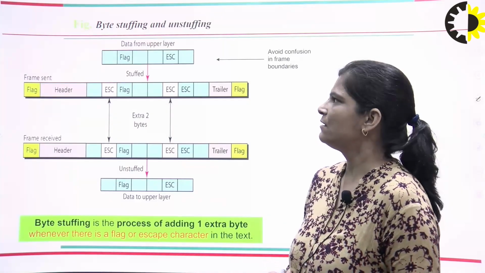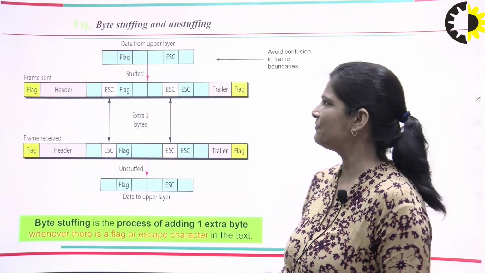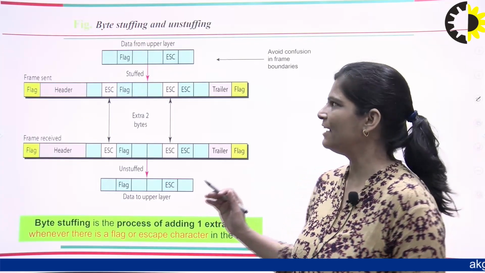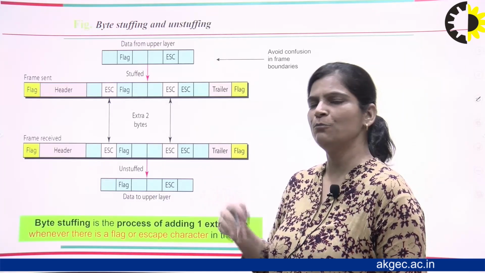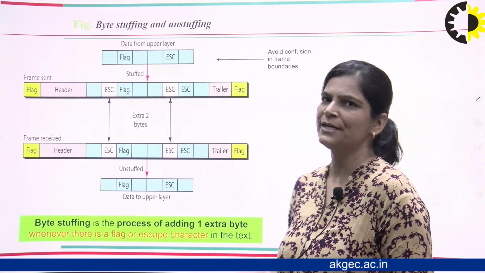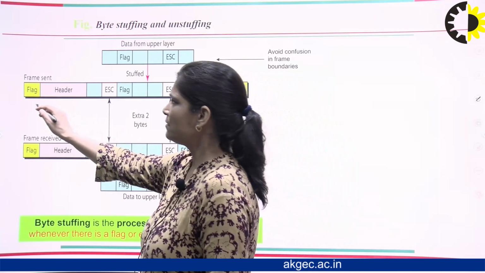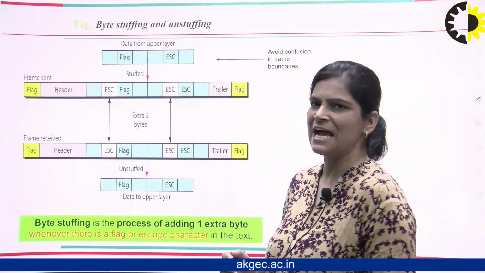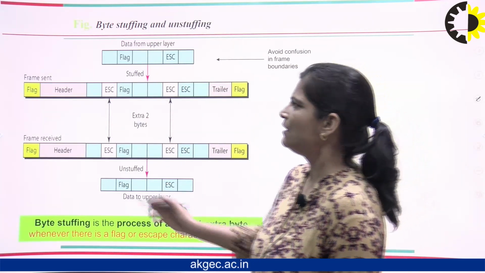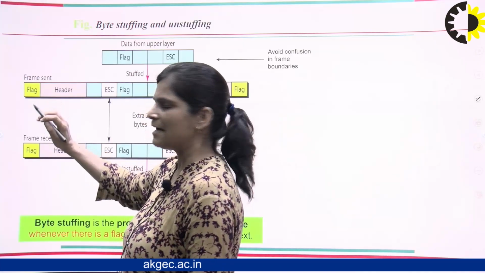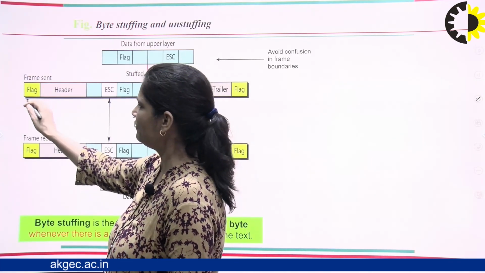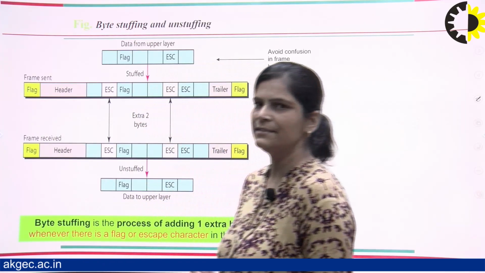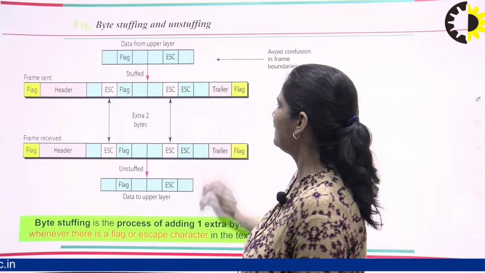Now this topic is byte stuffing and unstuffing. If we want to add a byte in a frame, and if we want to remove that byte from the frame, how can we do it? This is a frame we have to send from sender to receiver. We have to add a flag at the beginning and at the end of this frame.